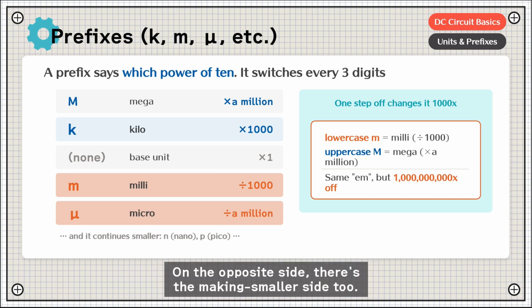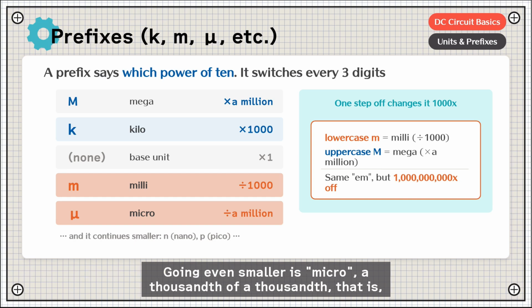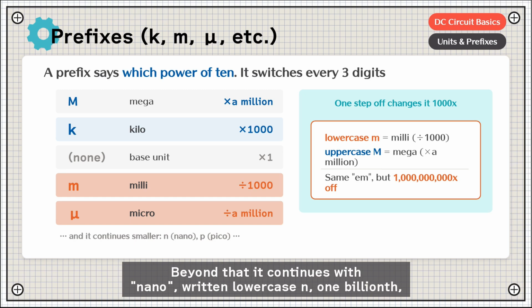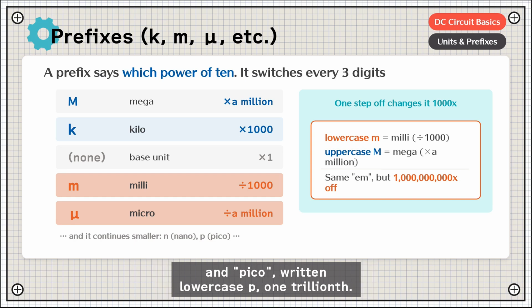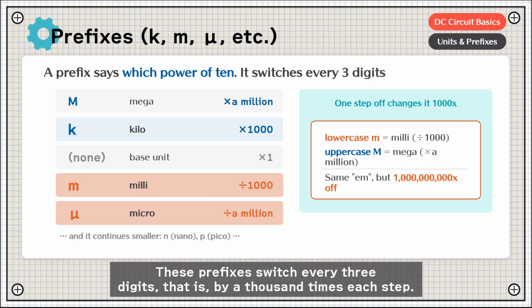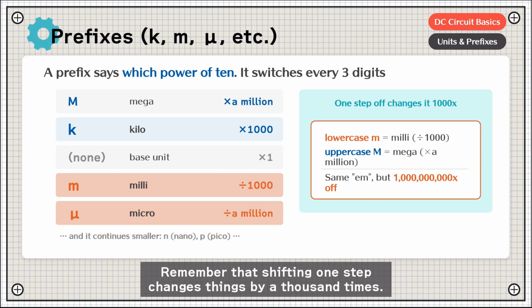On the opposite side, there's the making smaller side too. Milli has the symbol lowercase m, 1,000th. Going even smaller is micro, 1,000th of 1,000th, that is 1,000,000th. Its symbol uses the Greek letter mu. Beyond that, it continues with nano, written lowercase n, 1,000,000,000th, and pico, written lowercase p, 1,000,000,000,000th. Here's one important tip. These prefixes switch every 3 digits, that is by 1,000 times each step. Remember that shifting one step changes things by 1,000 times.